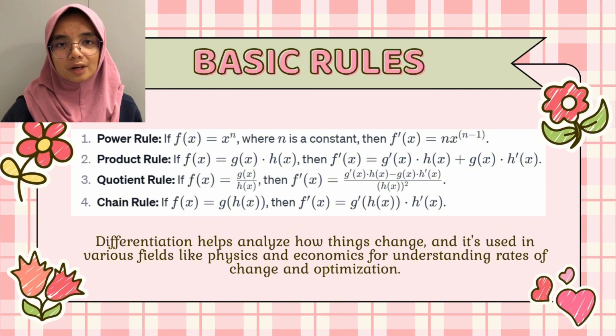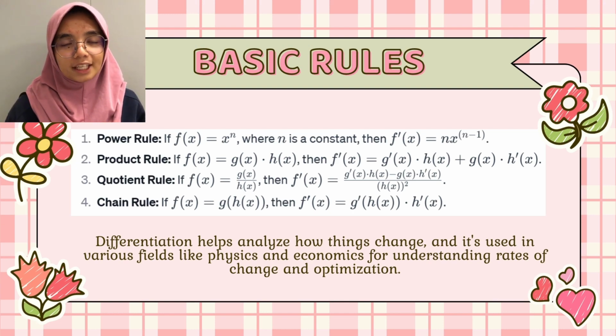Chain rule is when you differentiate outside and also inside the bracket, and the differentiation of outside and inside the bracket is multiplied together. So from here, we know that differentiation helps us to analyze how things change, and it's used in various fields like physics and economics for understanding rates of change and for optimization.